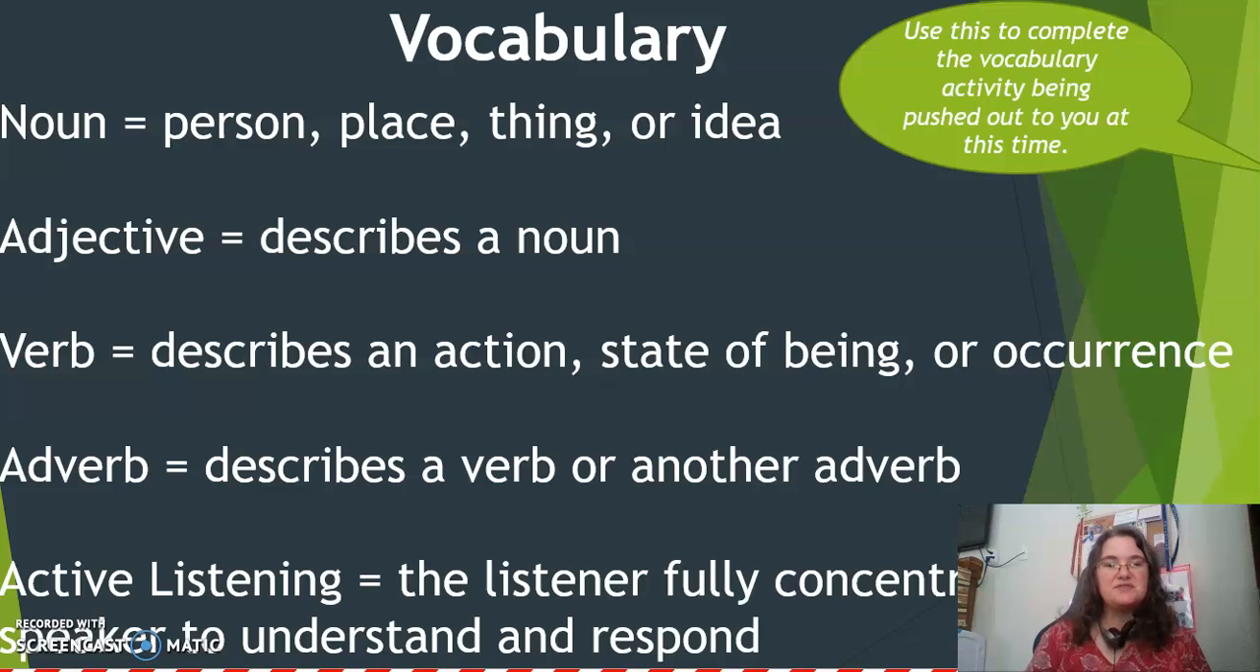Active listening is something we use every day in our regular speech. Sometimes you go, what was that word? What did they mean by that? Active listening means that you're actually concentrating on the speaker and trying to understand and respond to them.